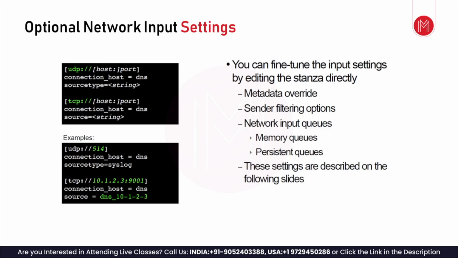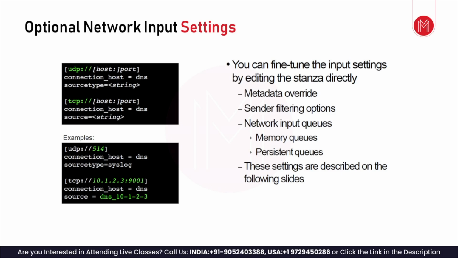If you see here, we have optional network input settings. You can fine tune the input settings by editing the standard directory: metadata override, sender filtering options, and network input queues. You can also define the queues, memory queue and persistent queue. We have different queues in Splunk, and those queues you can also configure or define in your configuration files. These are all settings you can see in further slides also.